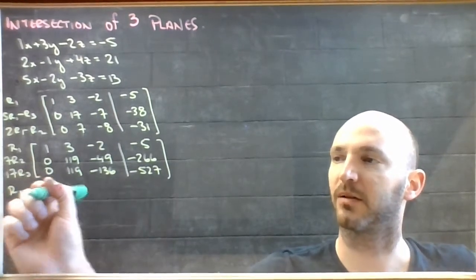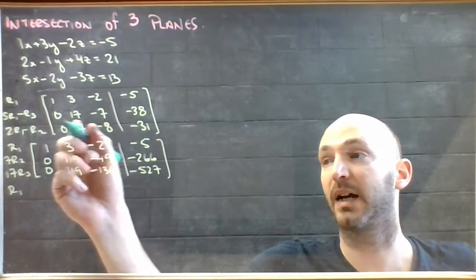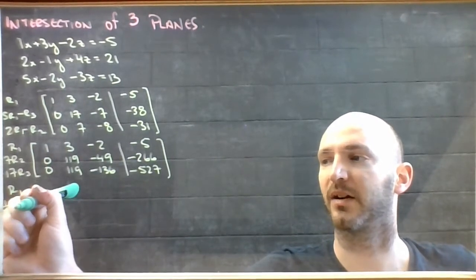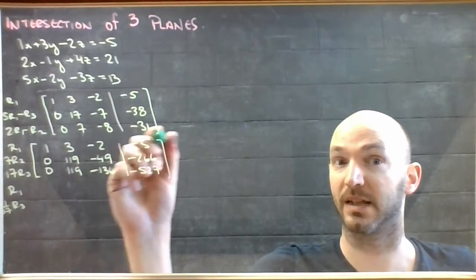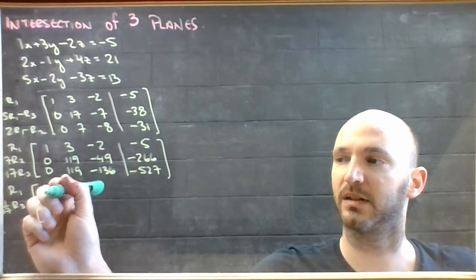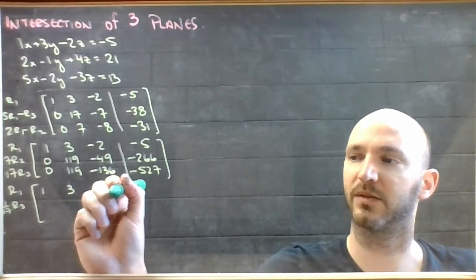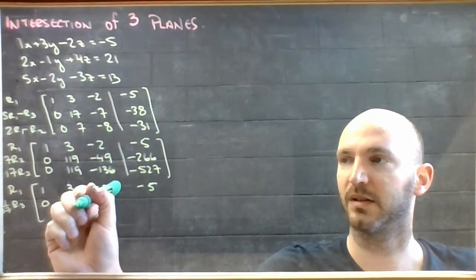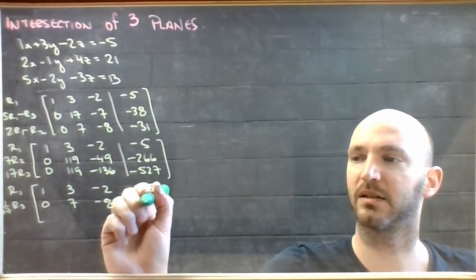So I'm going to keep R1. I'm going to go back to 1/17 of R3, because that was the cleaner line. Just write that in. 1, 3, negative 2, negative 5. And this row was 0, 7, negative 8, negative 31.